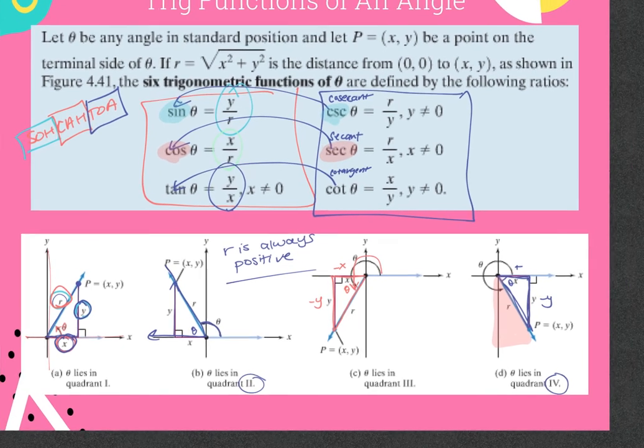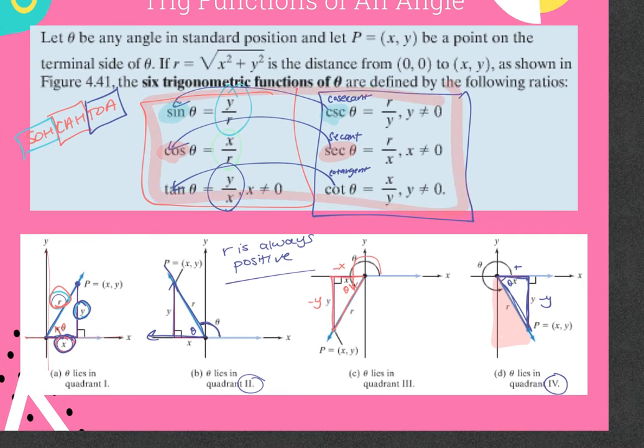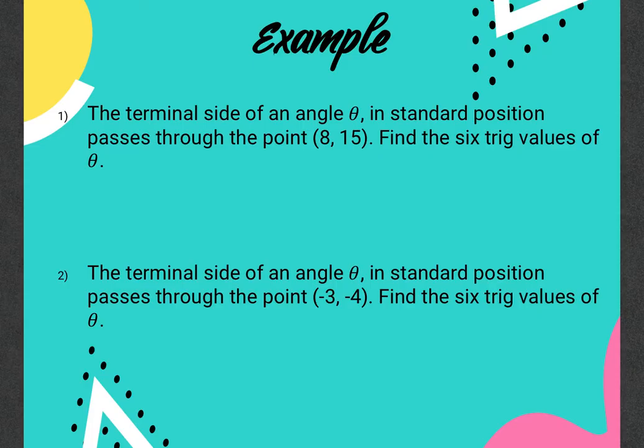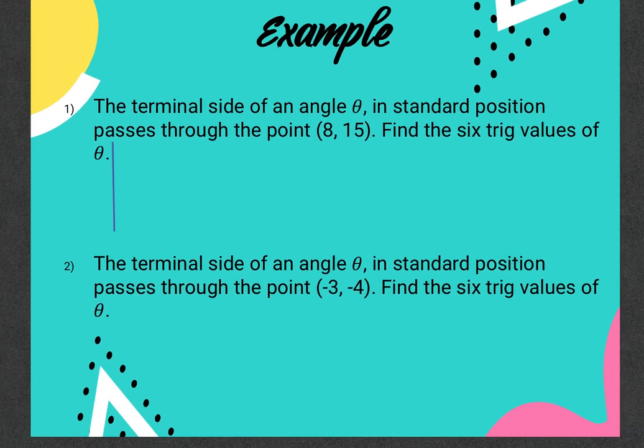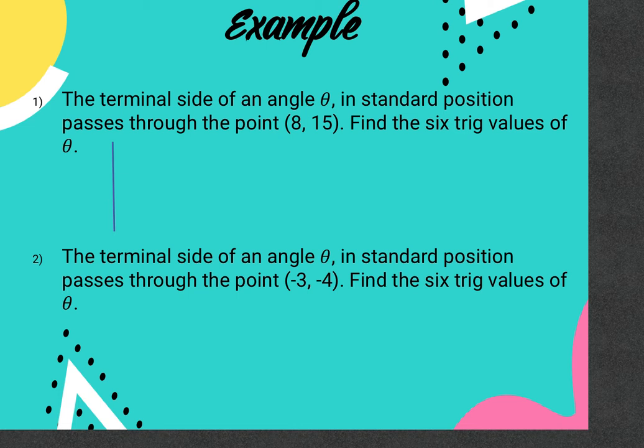And then you're going to be asked some of these, okay? Number 1 says the terminal side of angle theta in standard position passes through the point (8, 15). Find the 6 trig values of theta. So I'm a visual person. I like to draw it out. You don't have to. You might get accustomed to doing this in your head, but I would certainly recommend that at least when we start, you get yourself a picture.